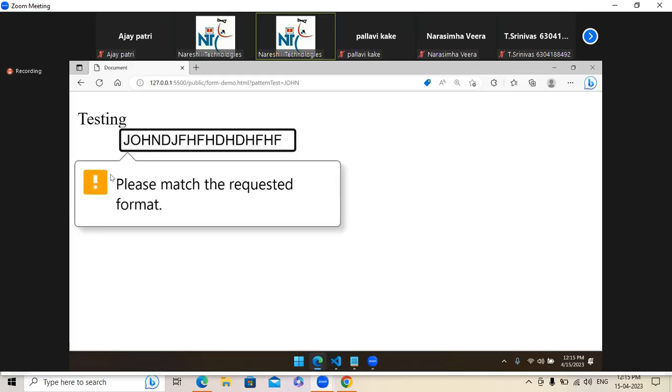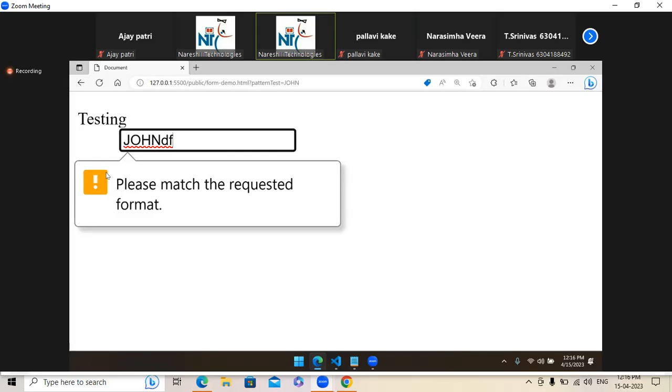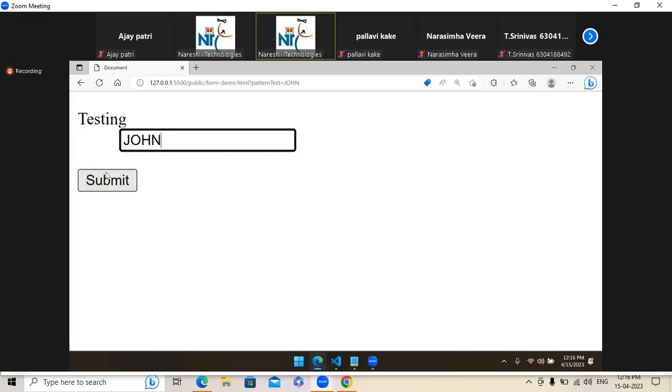It is not restriction, it is validation. Pattern is always validation. It allows you to type, but it will not allow you to submit. So that means you can enter a maximum of how many characters? 10. Any lowercase is not allowed. Only uppercase letters are allowed. Then only you can submit.